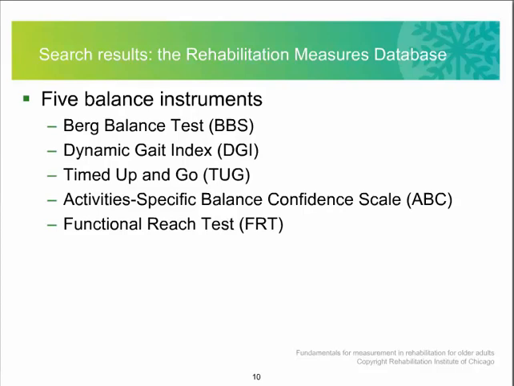The search results in 5 balance tests: the Berg Balance Test, the Dynamic Gait Index, the Timed Up and Go, the Activity-Specific Balance Confidence Scale, and the Functional Reach Test. We wonder which of these 5 instruments will be best for us to use to measure Frank's balance.